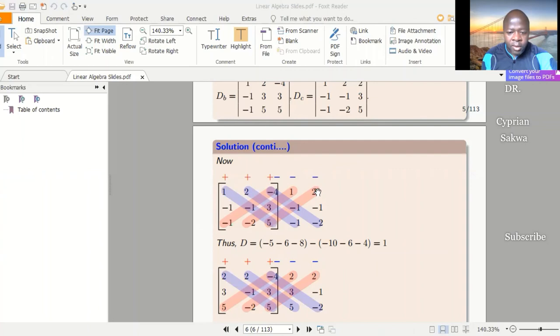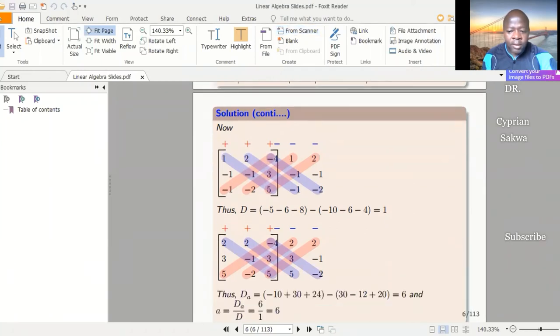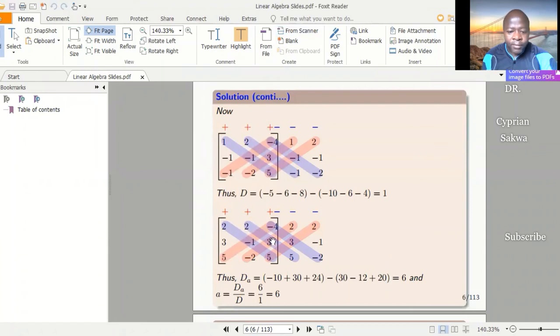So for instance, this would be 2 times negative 1 times 5. That will give us negative 10. And then 1 times 3 times negative 2, that will give us negative 6. And negative 4 times negative 1 times negative 1, that will give us negative 4. So when you do this, you find that your D is 1. What about DA? Take the matrix that gives us the determinant of DA, and that matrix is what I've written here, the one in brackets.